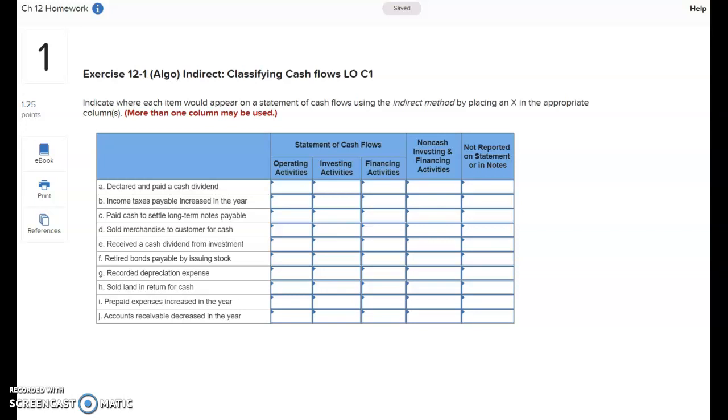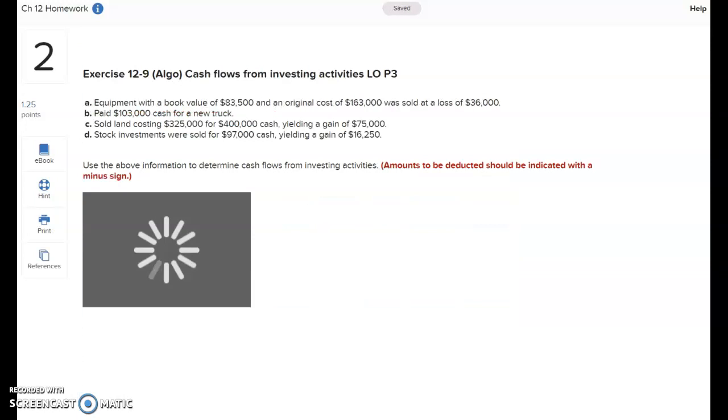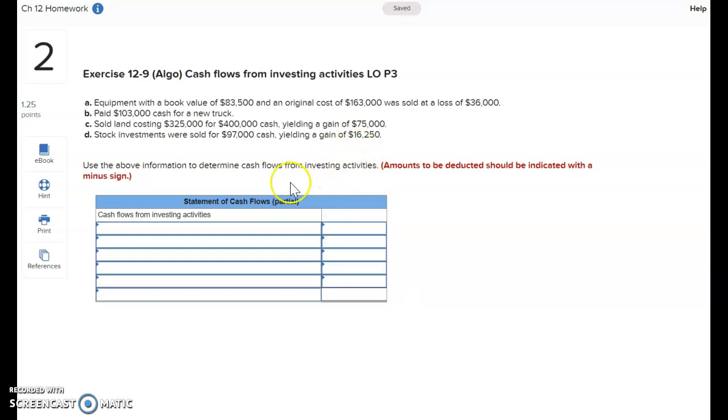Problem 2 is cash flow from investing activities. Okay, so we are going to take the information that they've given here and classify it as cash received or a cash paid, right? This first one, they tell you the book value of the equipment, the original cost, and then it's sold at a loss. And so you need to determine the cash received from that sale.